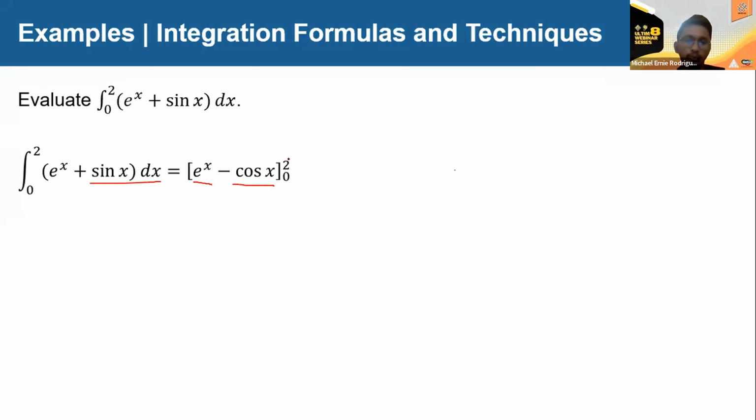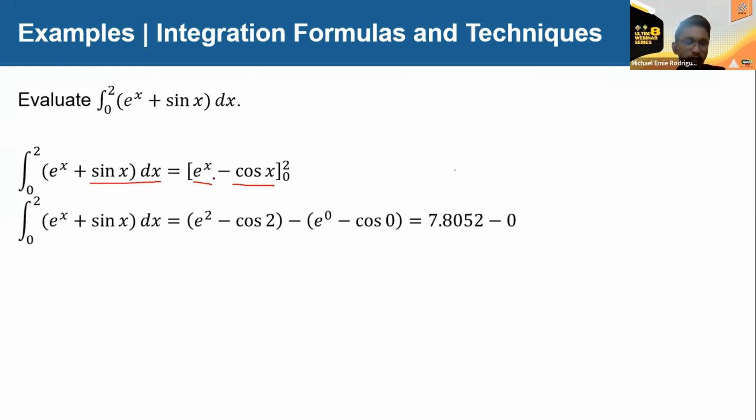Diba? 0 to 2. So, we apply yung concept na yung upper limit na function minus the lower limit na function. So we have, okay, yung upper limit tayo, so we have 2. Okay? So substitute natin yan. Okay, so we have e raised to 2 minus cosine of 2 minus, okay, e raised to 0 minus cosine 0, yung lower limit natin minus the lower limit function.